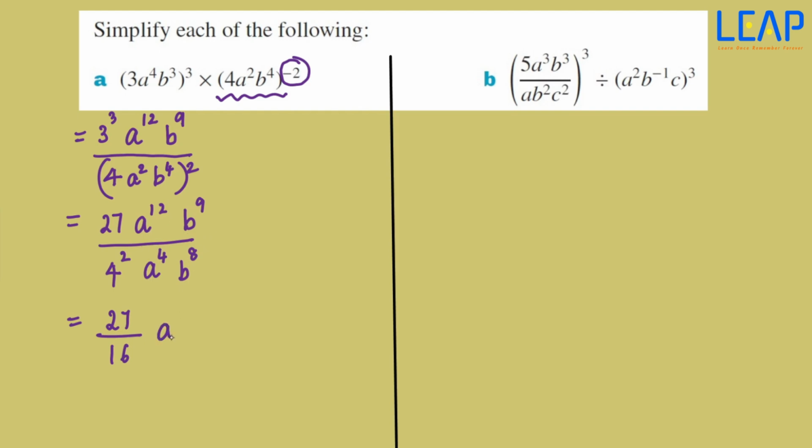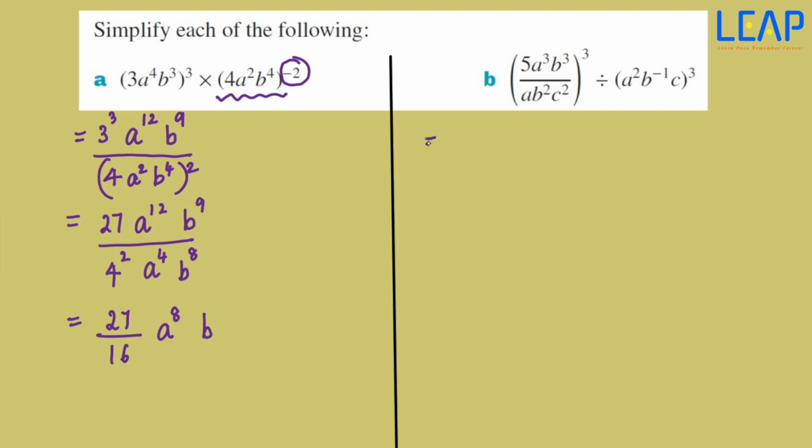So common base is a. When you have division in between, you subtract the exponents. So 12 minus 4, which is 8. And then you have b as the common base, subtract the exponents. 9 minus 8 is 1. Either choose to write the 1 or just ignore it and put it as b. So that's the answer for part A.